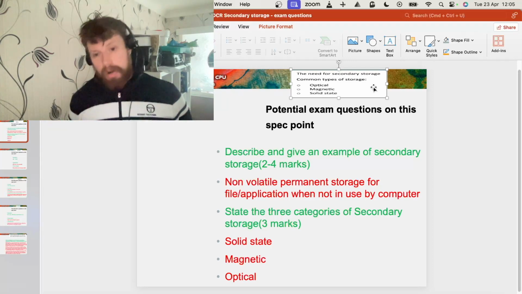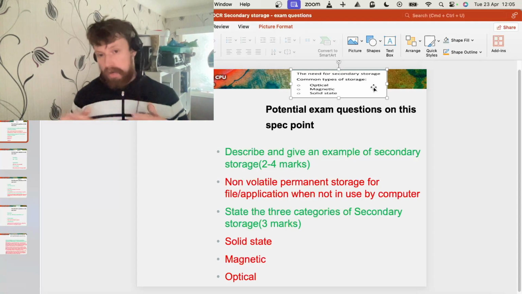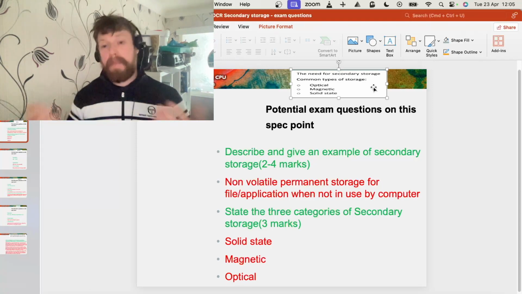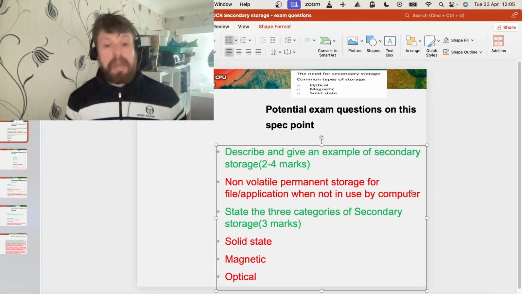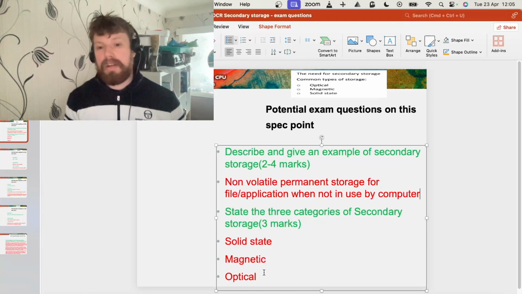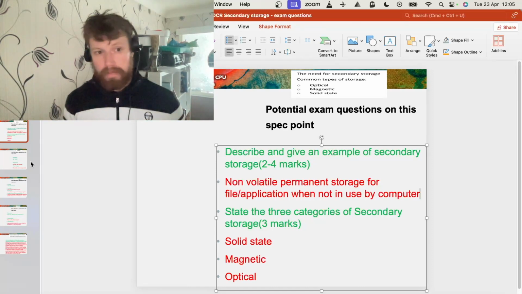So non-volatile permanent storage. Remember, non-volatile means that when it loses power, it still remembers all of the data on it from before, and it's just where you store your files and applications when not in use by the computer. The examples of these would be solid state, magnetic, and optical, and they might just get you to put the categories of them in a state question.